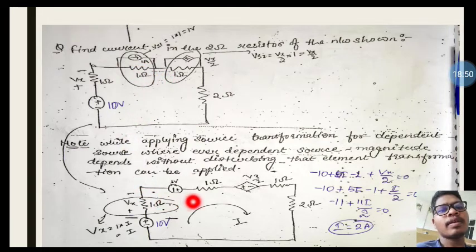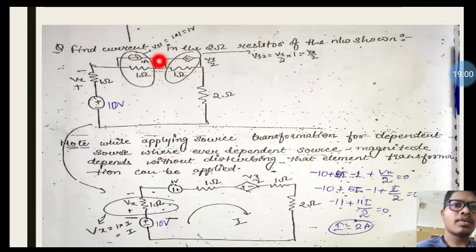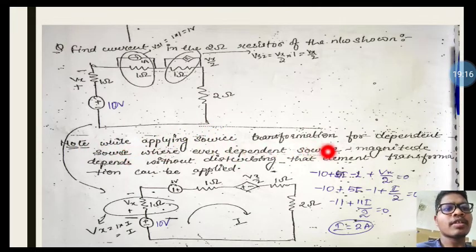Okay, so here we have transformed this network to voltage, that means V is equal to I into R. So I is 1 ampere and R is 1 ohm. So 1 ampere into 1 ohm is 1 volt. So this is 1 volt with the series resistance. Like that here the dependent source should not be changed. Okay, so note one point: while applying source transformation with dependent sources, it can be applied without disturbing the element on which the dependent source magnitude depends. The magnitude cannot be changed, and the direction also cannot be changed.